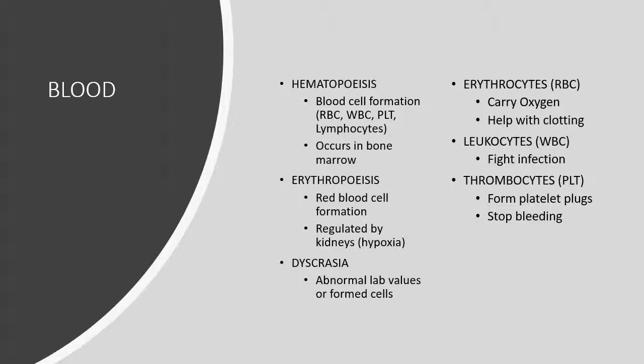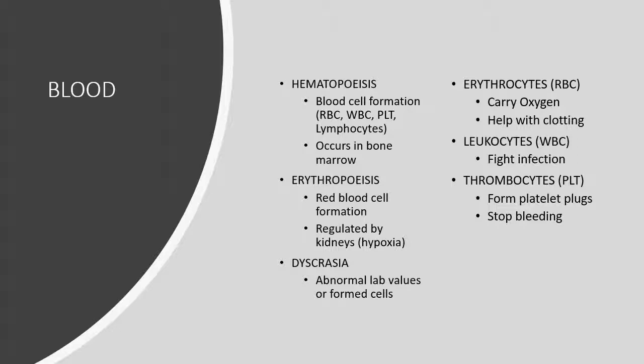First, let's start with some vocabulary. Hematopoiesis means blood cell formation, and that includes things like red blood cells, white blood cells, platelets, and lymphocytes. Hematopoiesis occurs within the bone marrow, and all of these cells come from a pluripotent stem cell, which is then triggered by hormones to create specific cells.